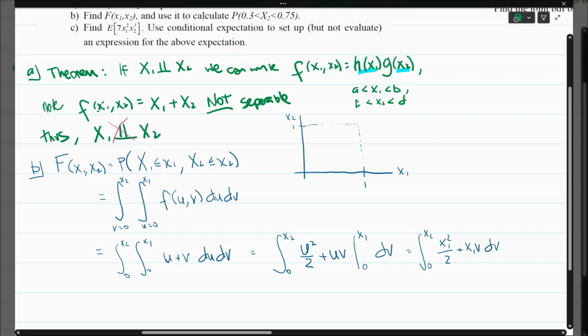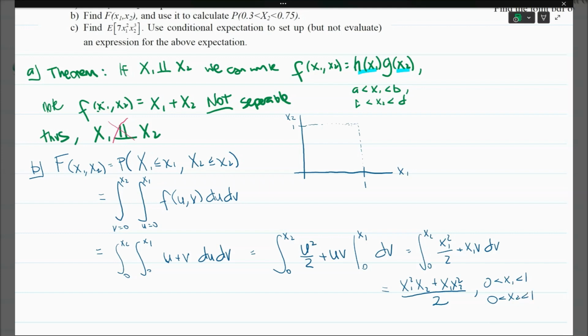Do the same thing, work it out, and we end up with x1 squared x2 plus x1 x2 squared, over 2. Nice and symmetric, right? That's on 0 less than x1 less than 1, 0 less than x2 less than 1. All right, so that's our CDF. Of course, it's equal to 1 when we are beyond 1 on both of these variables, and equal to 0 when we're to the left of 0, right?